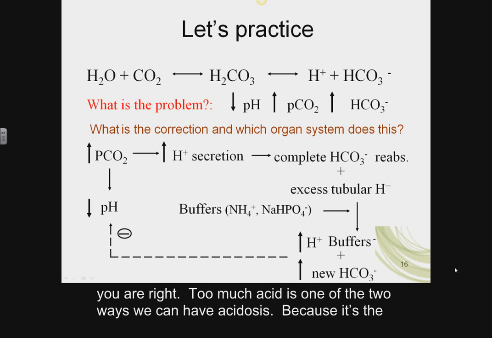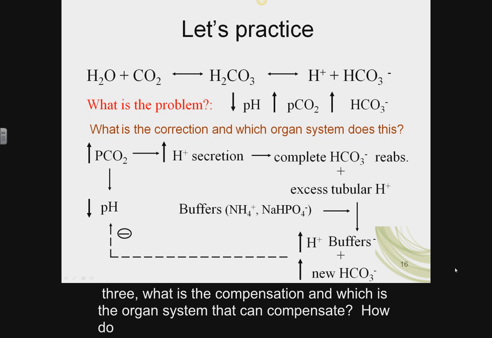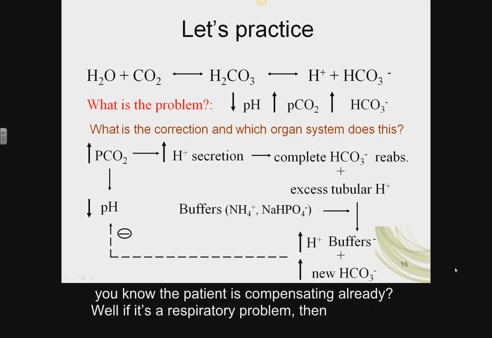Did you say elevated carbon dioxide? You are right. Too much acid is one of the two ways we can have acidosis. Because it's the carbon dioxide that is the problem, the patient has respiratory acidosis. Step 3. What is the compensation and which is the organ system that can compensate?